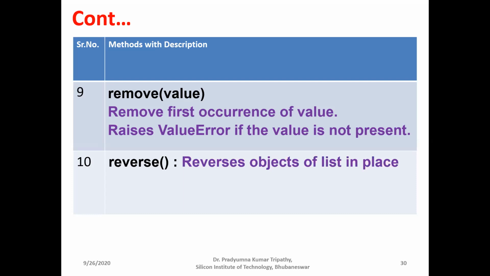Sir, the last two sentences you said were not audible. In the reverse function, it will reverse the objects of the list in its place. In its place means it will not take another list over there. The same list will be reversed. Suppose LST is a list in which you have stored something and you reverse it, the items will be placed in the reverse order in the same list itself. That is the only thing it will do: reverse the items of the list.